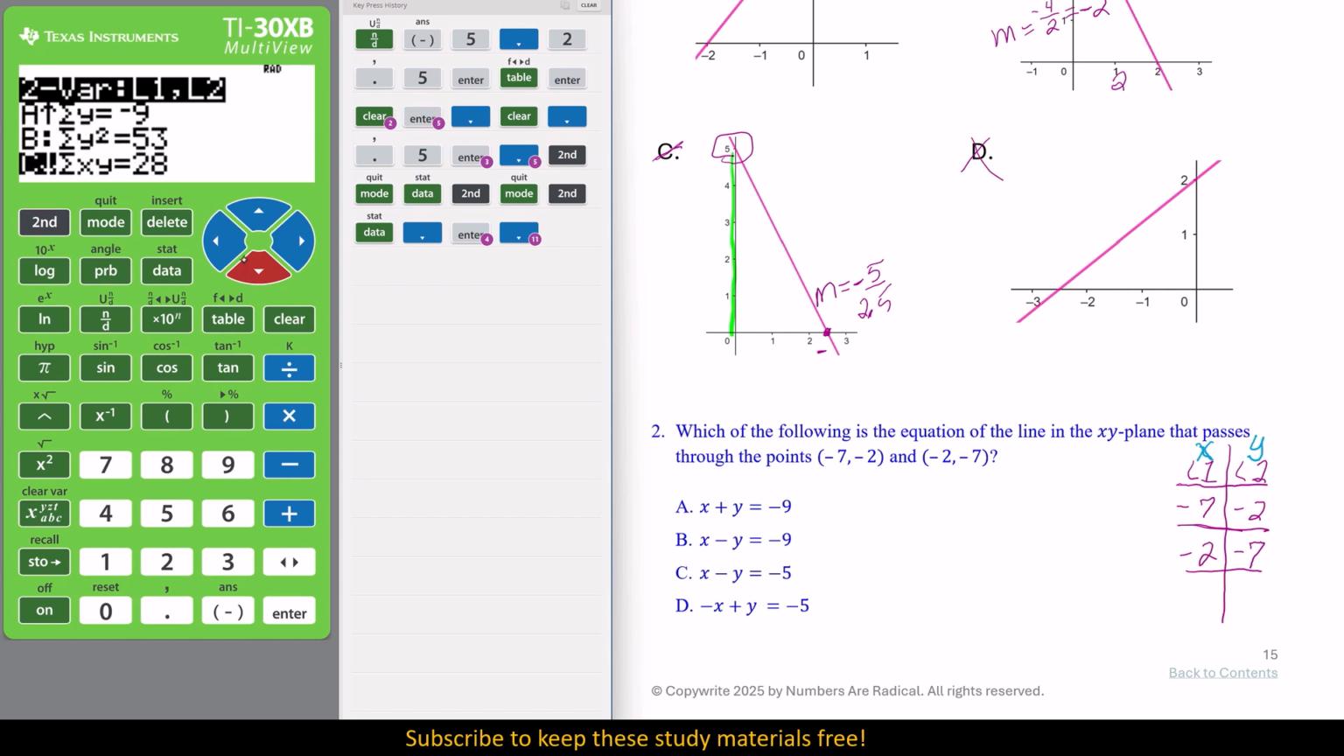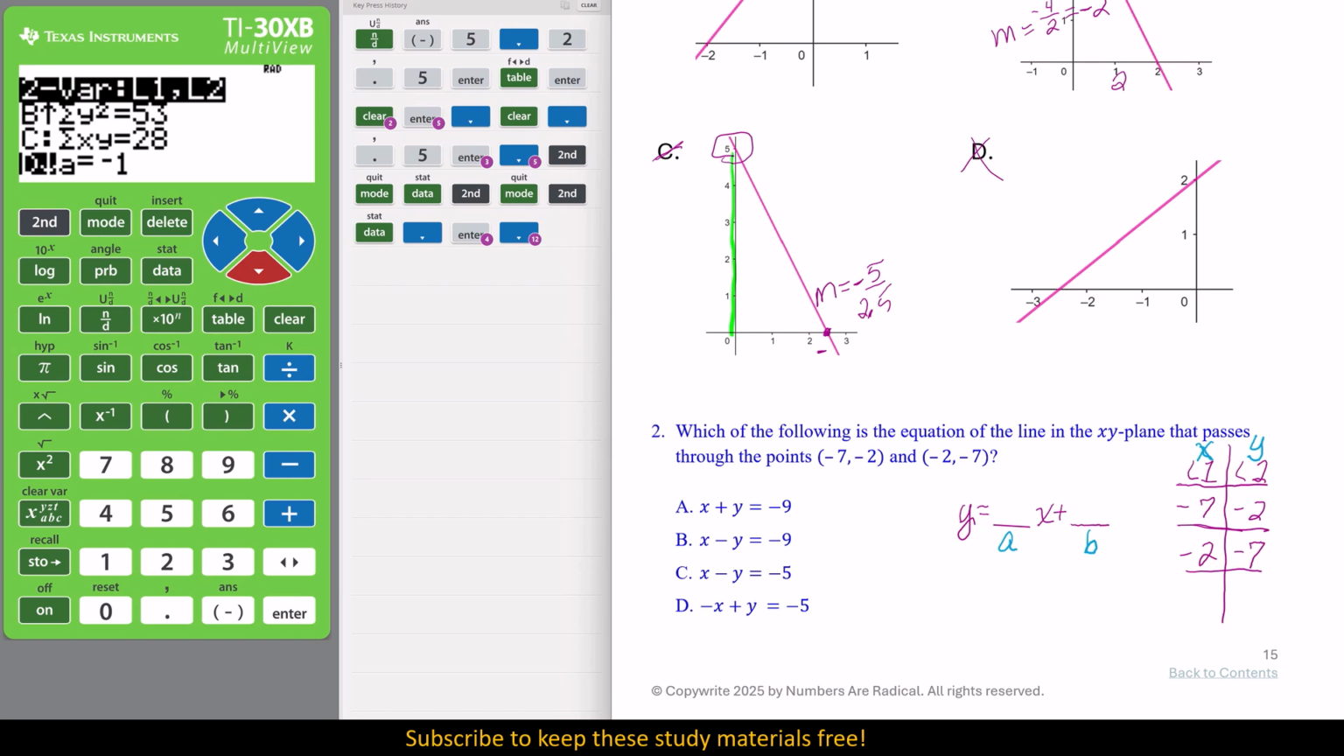All the way down to A. See where it's highlighted? We need the next one, D. Okay, so what do we have going on? We have y equals, then we need a slope, and then x plus, and then we need a b. Okay? Well, in the calculator, the slope is called a, and b is still called b.